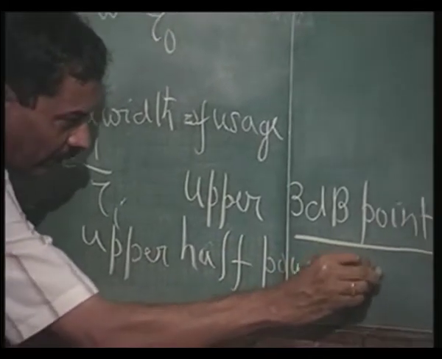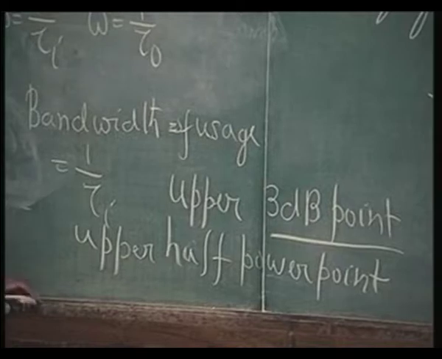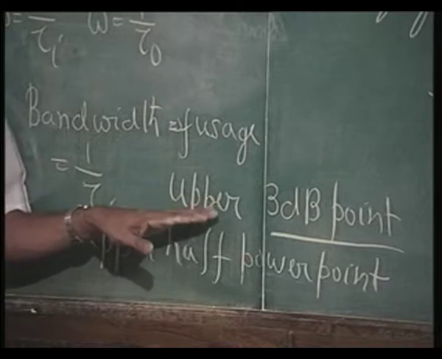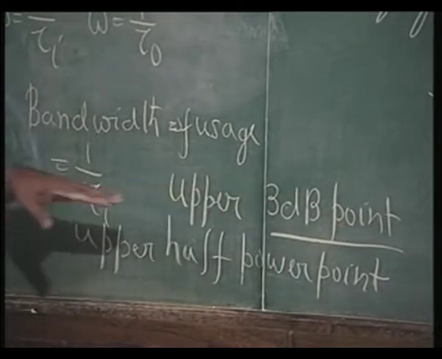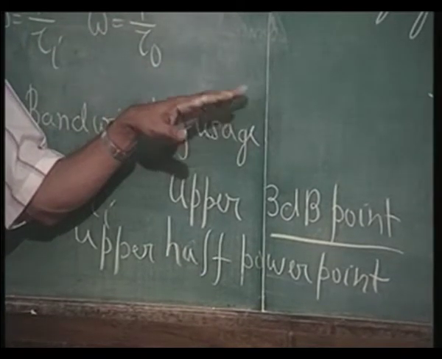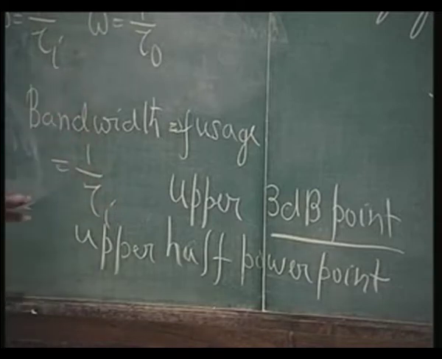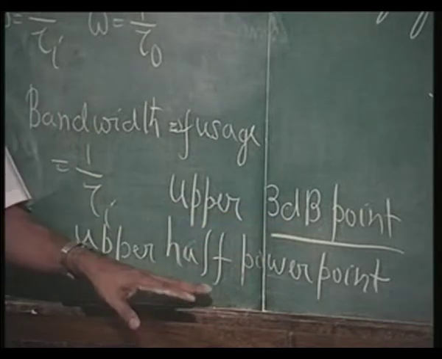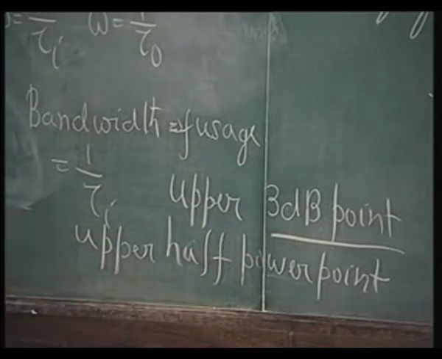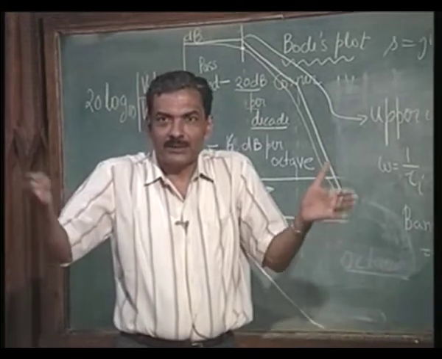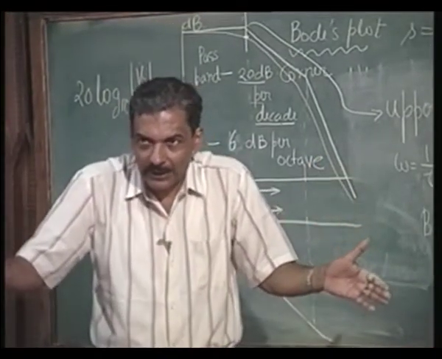Now I am giving you all these definitions which are in vogue for the same thing. Upper half power point is same as upper 3 dB point, is same as what? First corner frequency. Okay, all these things are same things, defined in different ways. This is in terms of voltage ratio, this is in terms of power. So this is important in estimating the useful frequency range of our amplifier. Any other point also could have been chosen, but they have conveniently chosen the half power point for reference.